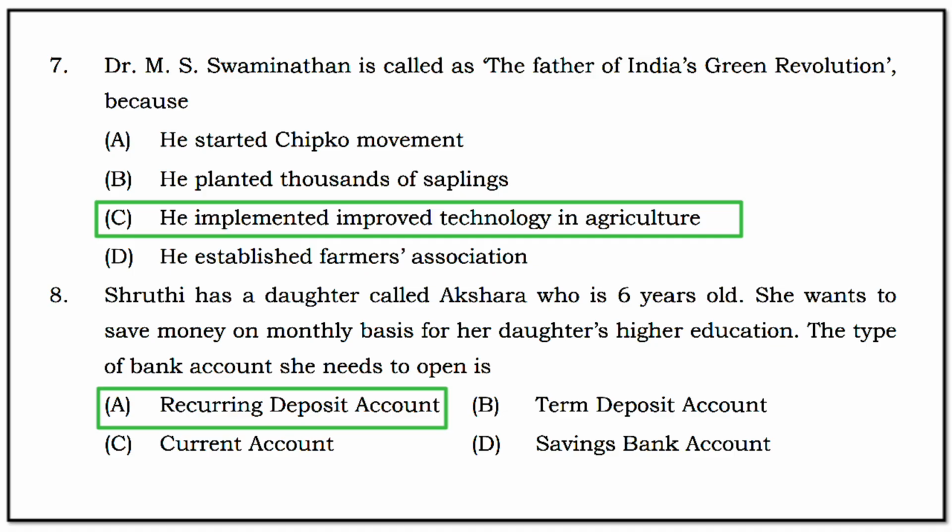8. Shruti has a daughter called Akshara who is 6 years old. She wants to save money on a monthly basis for her daughter's higher education. The type of bank account she needs to open is: our right option is A, recurring deposit account.